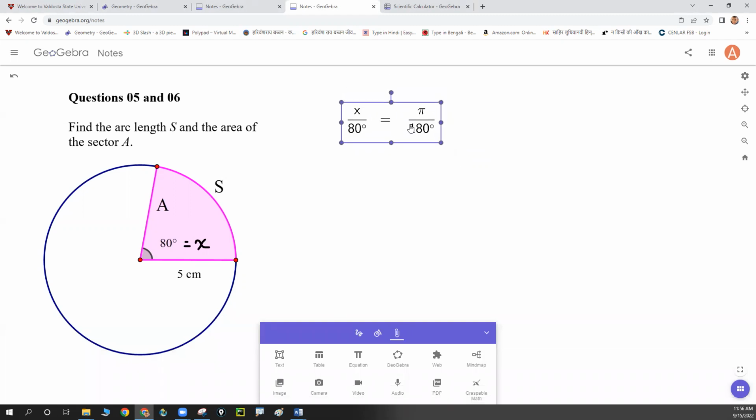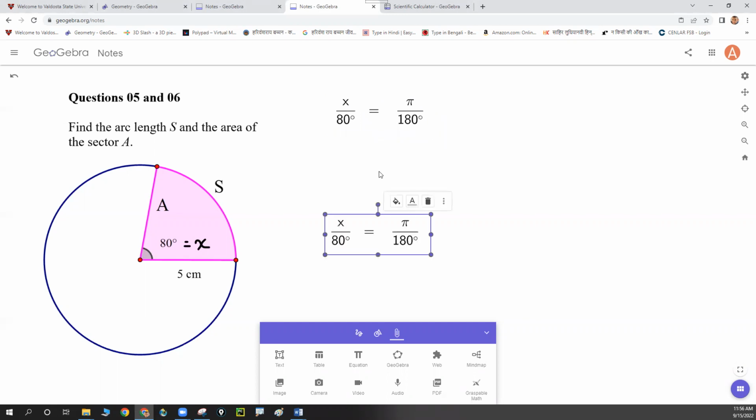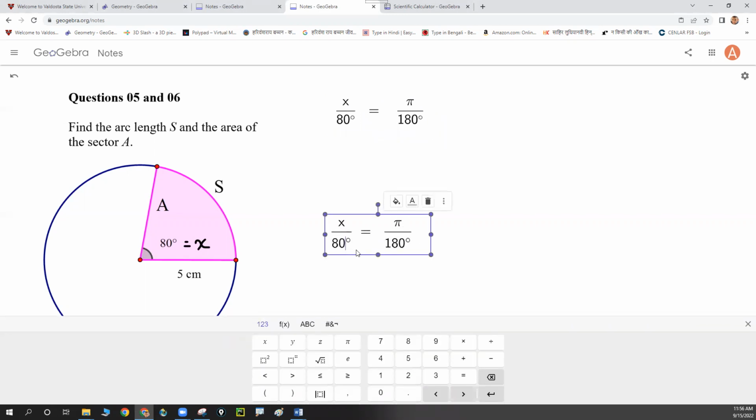Why can I say that? How can I say that? Well, x is in radian, 80 is in degree, pi is in radian, 180 is in degree. Pi is equal to 180, and x must be equal to 80. And from this, I have to solve for x, which is very easy. Divide both sides by 80. And actually, I don't need the degree symbol here anymore. So this is good enough.